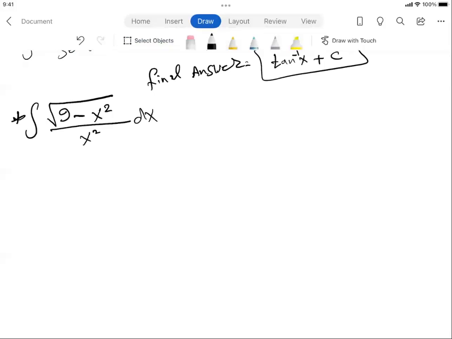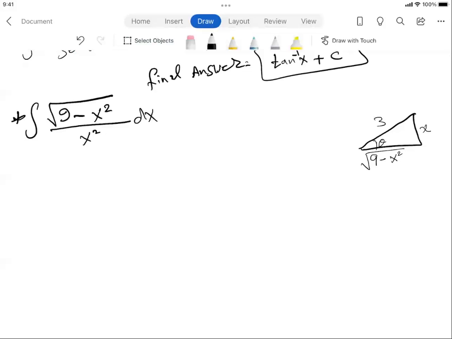Looking at this, I have 9 minus x squared, so the square root of 9 is 3. So I can say the hypotenuse is 3. I can choose either the opposite or adjacent to be x, but I'll choose the opposite to be x. Then the adjacent would be simply the square root of 9 minus x squared.